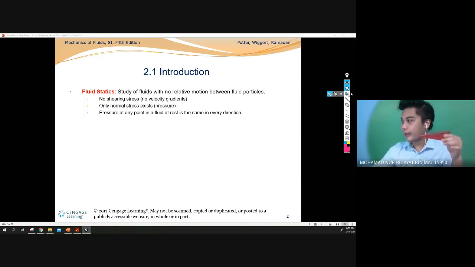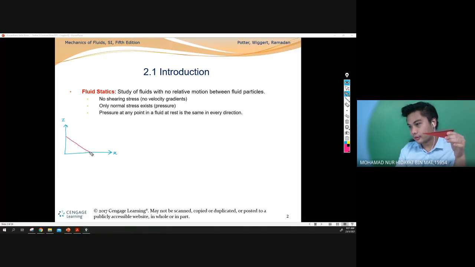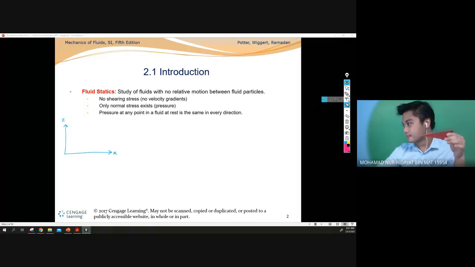So how to do that? Let's say these are the axes. This is the Z axis and this is the X axis. All right, so we have the wedge. Let's say this is my wedge. All right, this is my wedge.